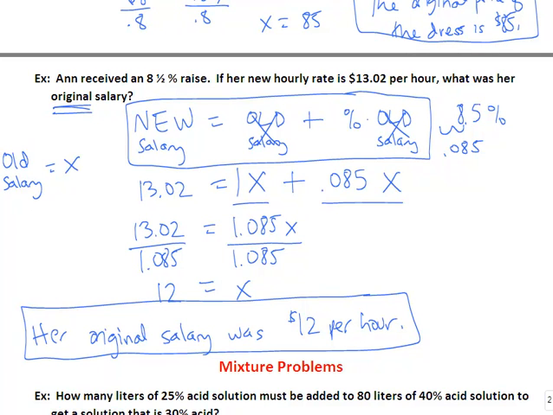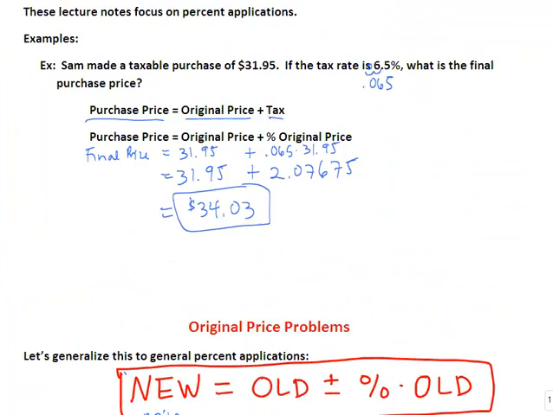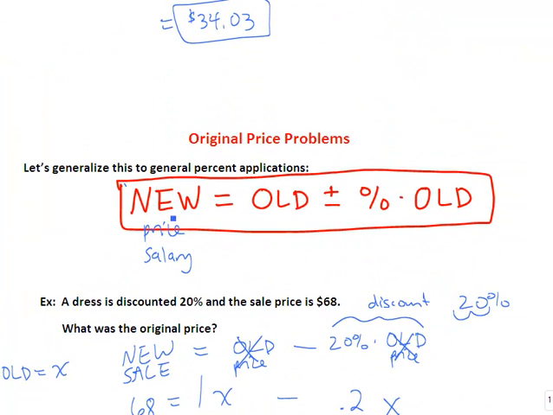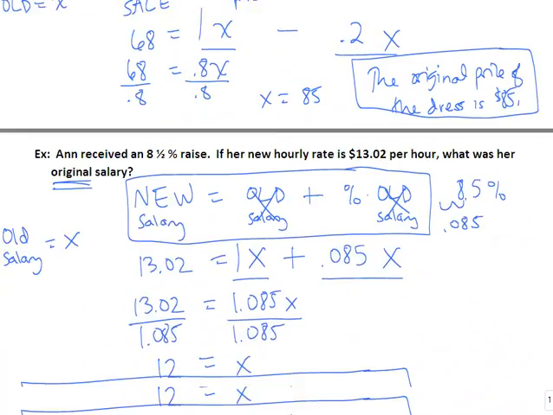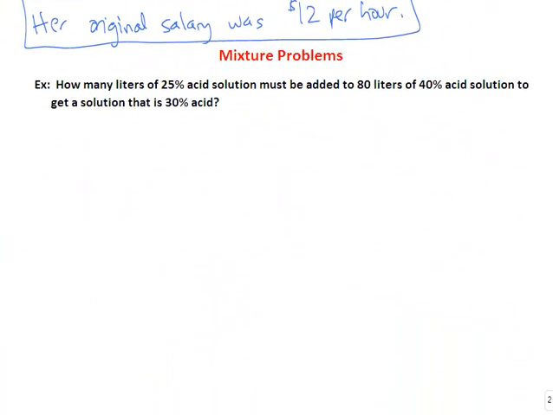$12 per hour. Okay, so anytime you see an original salary problem or an original price problem, you're always going to be using this generalization where new equals the old plus or minus the percent times the old. And you're using the percent as a decimal, moving that decimal spot 2 places to the left. Okay, so that's our first type of problem that we're talking about today.